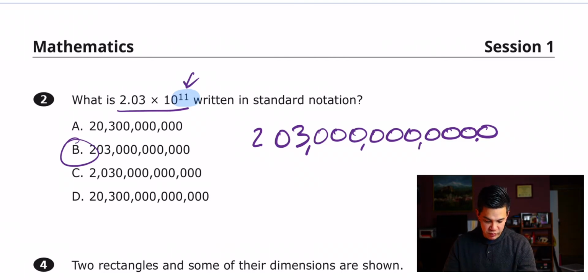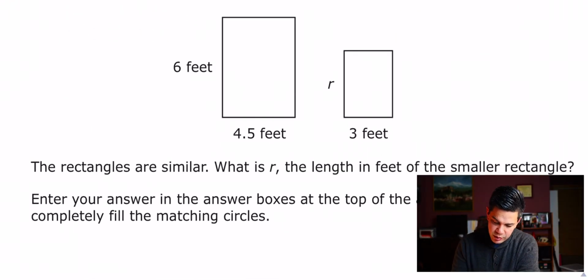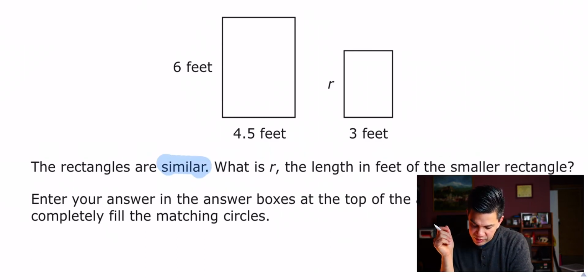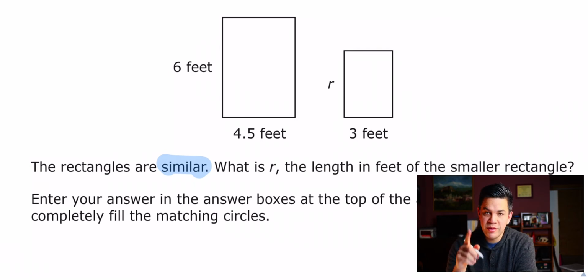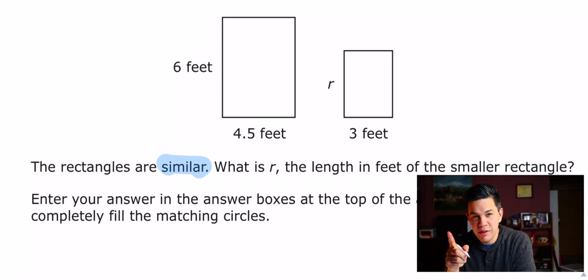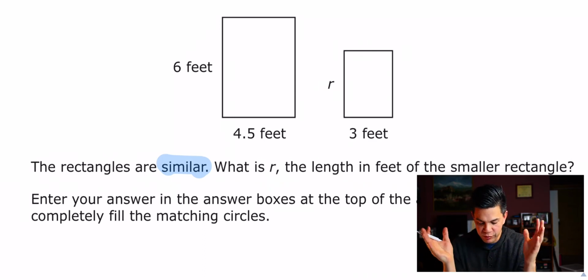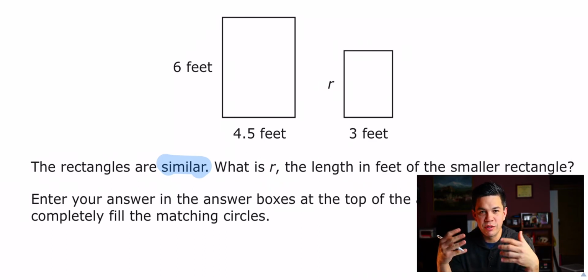All right, moving on. Two rectangles and some of their dimensions are shown. The rectangles are similar. What is R, the length in feet of the smaller rectangle? Okay, so that word similar is the key word here. Similar means that the angles are going to be the same. Of course, in a rectangle the angles are all 90 degrees, but more importantly, their side lengths are going to be proportional, or they're going to be equivalent ratios to each other.